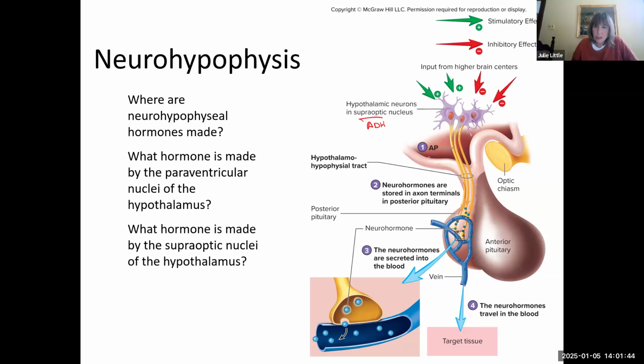When we send an action potential, that's AP, it zaps this neurohypophysis, and the hormones go into the blood and into the target tissues. Of course, it has to go to the heart first. But notice this is the hypothalamic-hypophyseal tract, a nerve going from the hypothalamus to the hypophysis. When we zap this neurohypophysis, it releases the hormones into the blood. The two hormones we're talking about could either be ADH or oxytocin. These neurohypophyseal hormones are made in the hypothalamus.